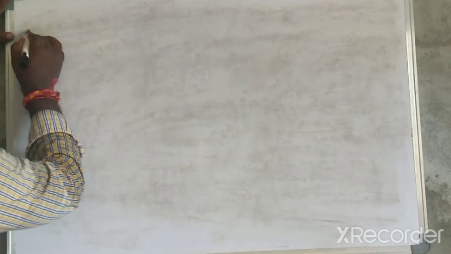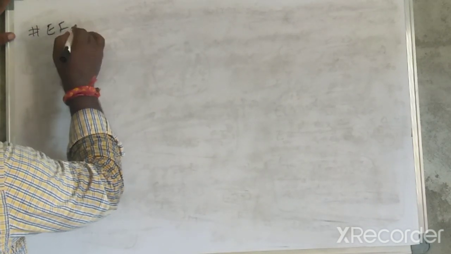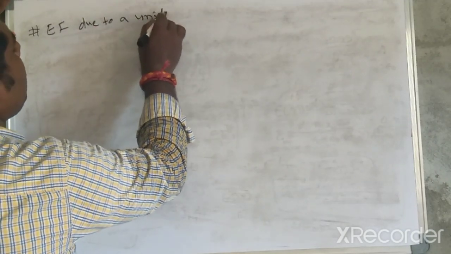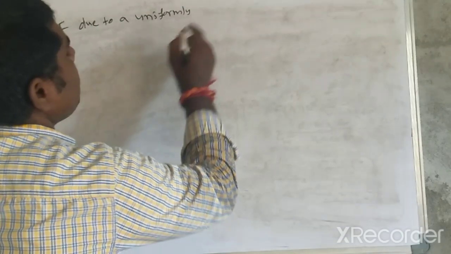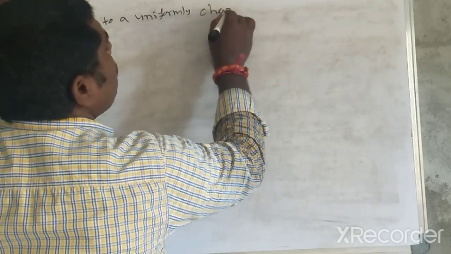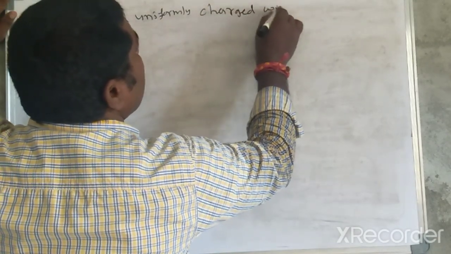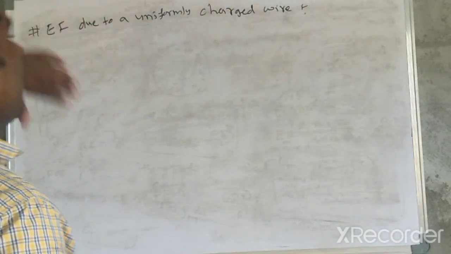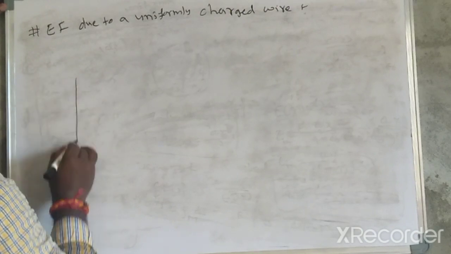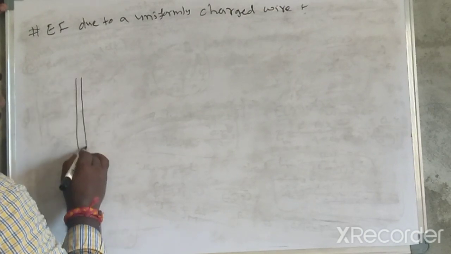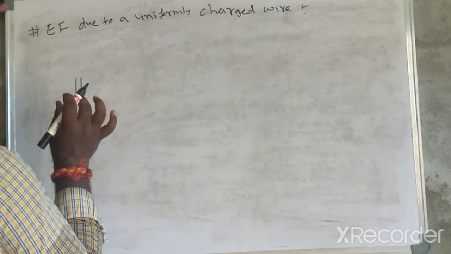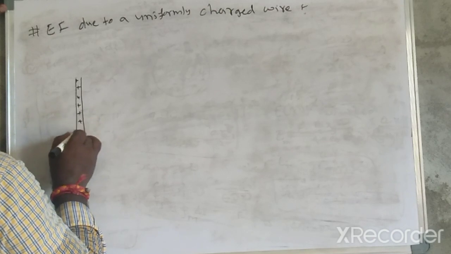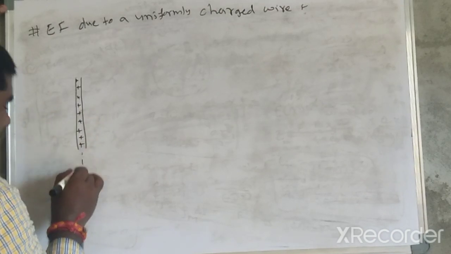Here is another application: electric field due to a uniformly charged wire. Wire is nothing but a long, one-dimensional wire. Let us consider a wire whose thickness is very small. Here the charge is positive, on an infinite wire.